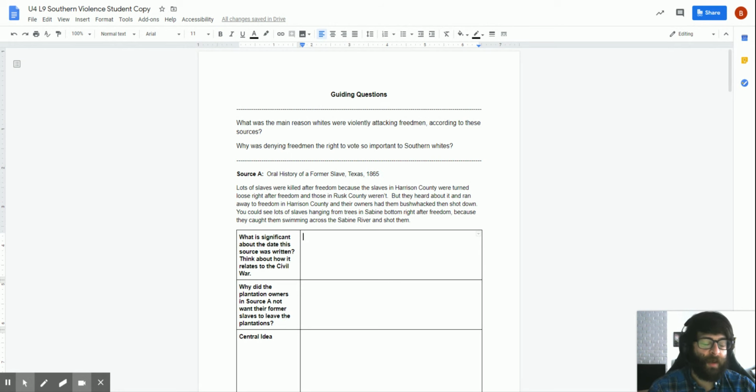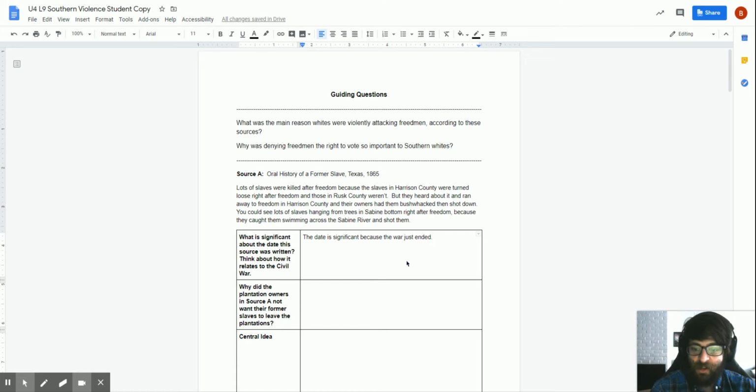Hopefully, and I know it's been a long time, we know that 1865 is significant because the war just ended. Okay, that's how it relates to the Civil War. So the idea here is this is directly after the war ends. All these former slaves are now free. What does that look like before there's any kind of systems in place?